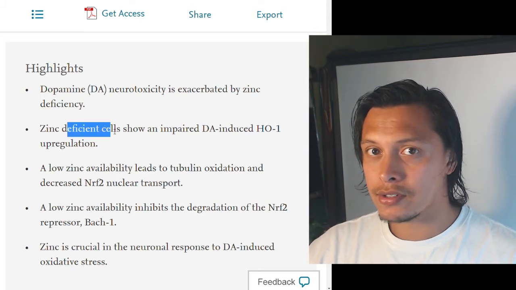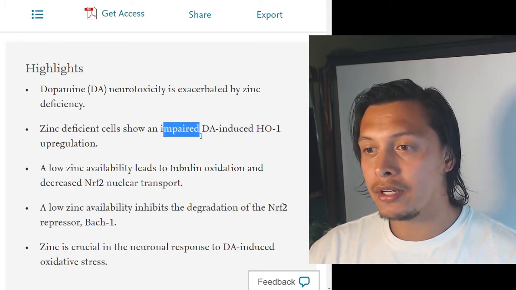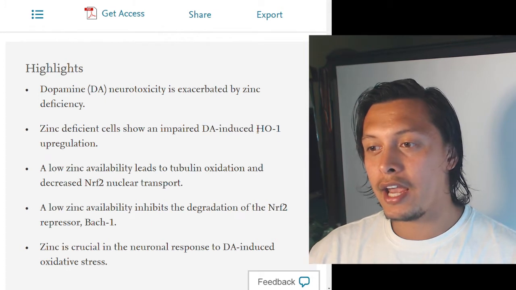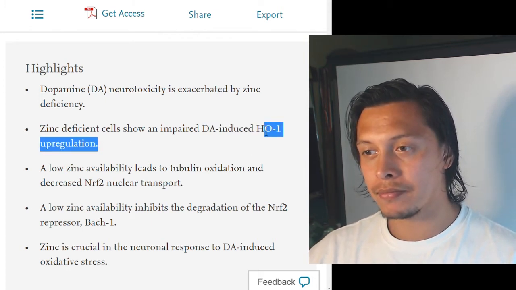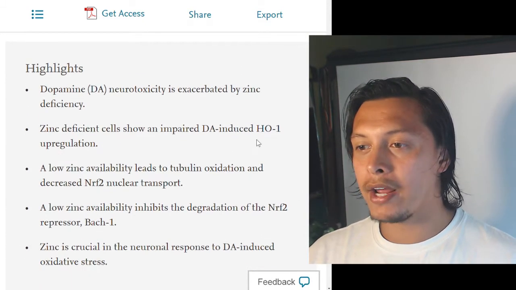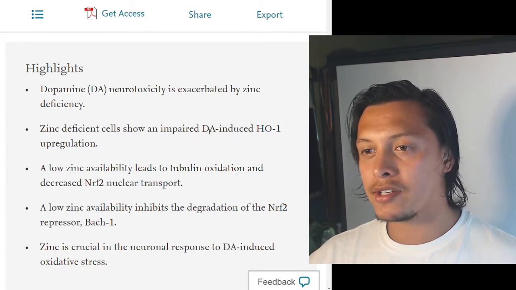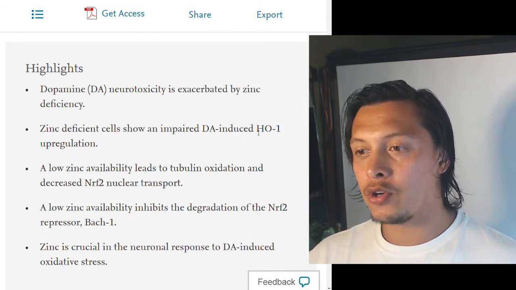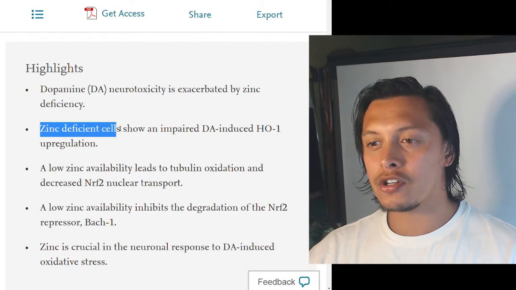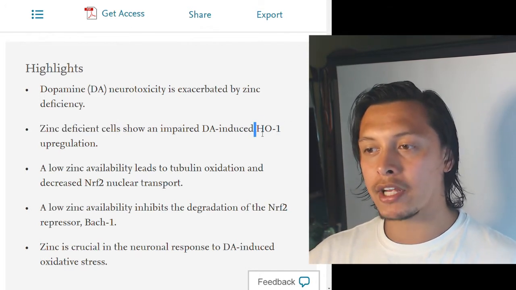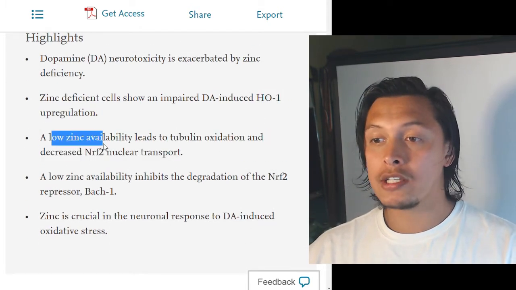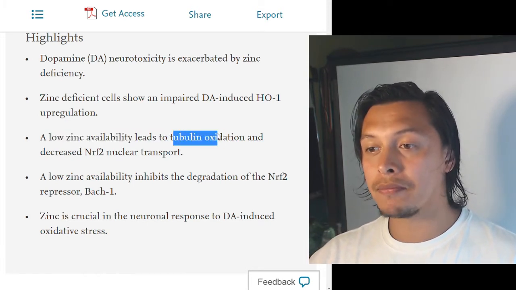So zinc deficient cells have an impaired ability for dopamine neurotoxicity induced HO1 upregulation. We'll probably read more about this later, but when you have dopamine neurotoxicity or high levels of it, normally you have HO1 upregulation as well. But zinc deficient cells show an inability to upregulate heme oxygenase 1. So that seems to be a problem. Low zinc availability leads to tubulin oxidation.